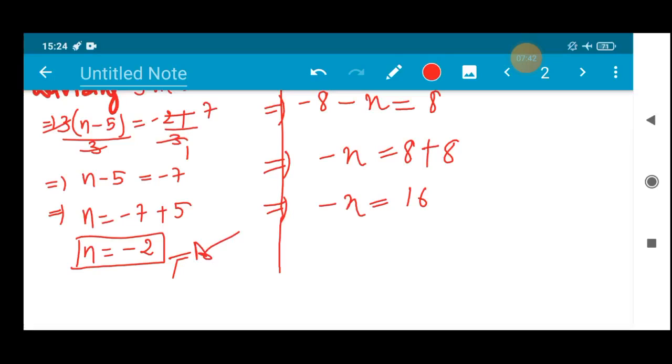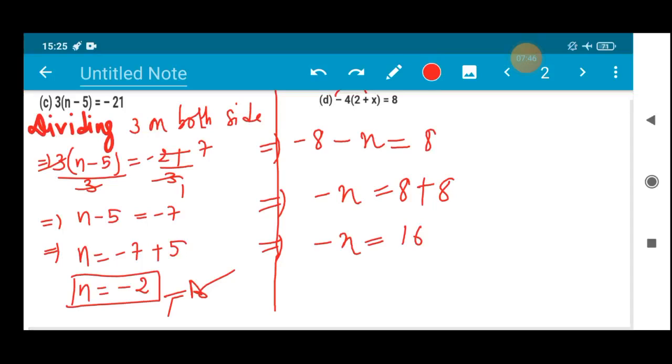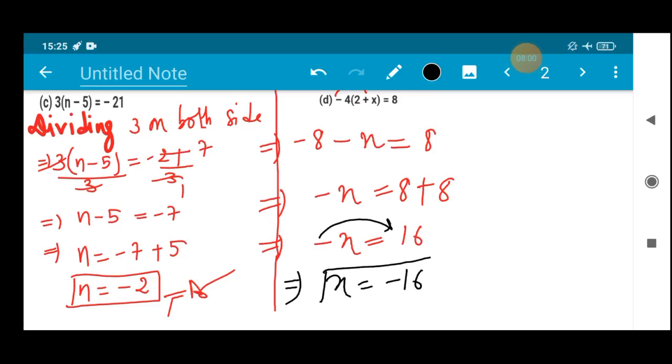You can see here this minus is creating a problem with the variable, because the variable is not alone here. Variable should be alone, so in order to make it alone I will be transposing this minus. So when I transpose minus, it will become minus 16.